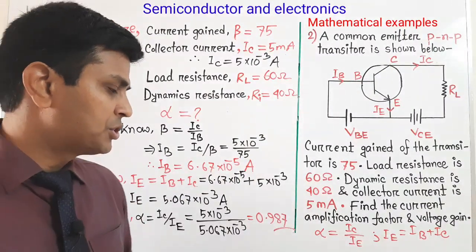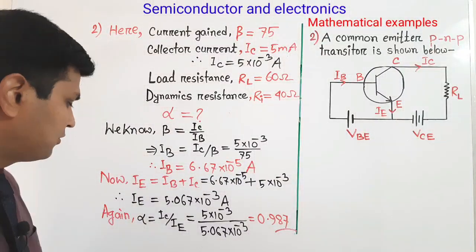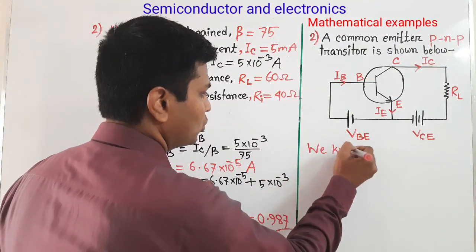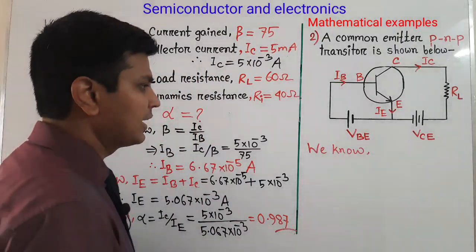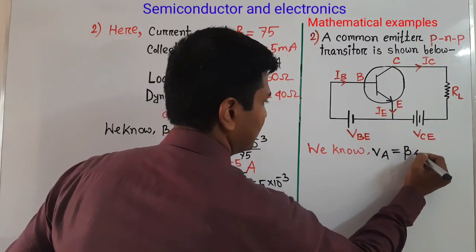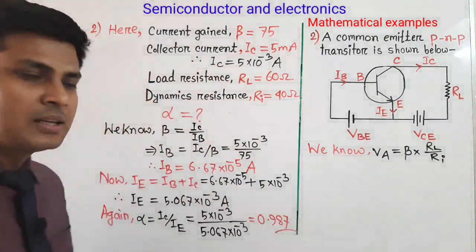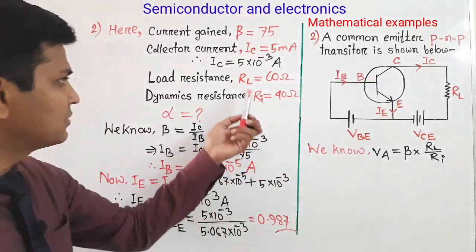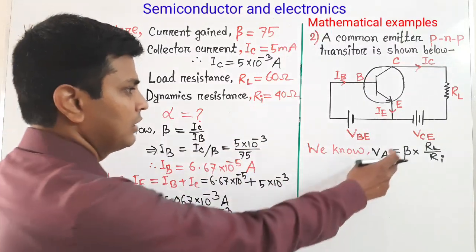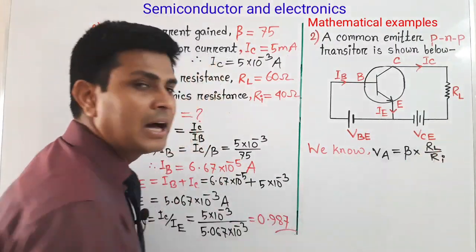And for the other option, we have to calculate the voltage gain. We know the formula to calculate the voltage gain is AV equals beta into RL divided by RI. Here RL is the load resistance, whose value is 60, and RI is the dynamic resistance, whose value is also given as 40, and beta is also given here as 75.